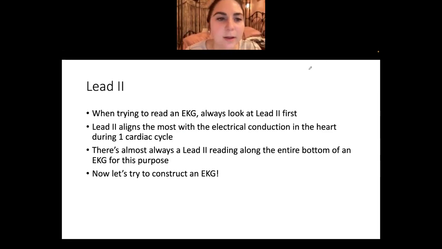Okay, so that's why I always say when reading an EKG, always look at lead 2 first. That's going to give you what's going on with the electrical conduction of the heart, just at a first glance type of thing. So during one cardiac cycle, lead 2 should tell you what's going on electrically. And that's what I was saying earlier. There's almost always a lead 2 reading along the entire bottom of the EKG. It's the best lead for the purpose of trying to assess what's going on.